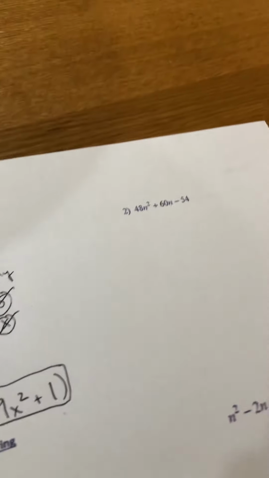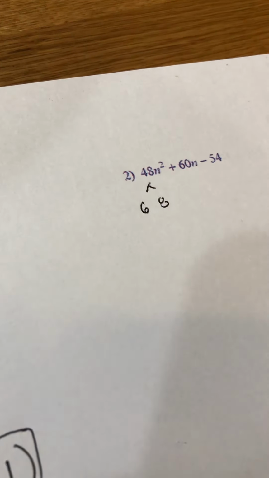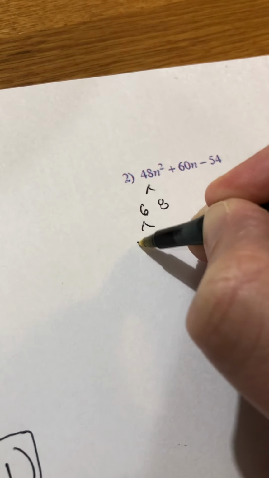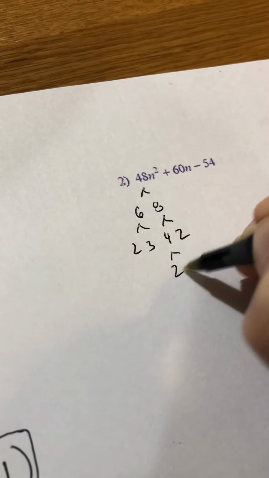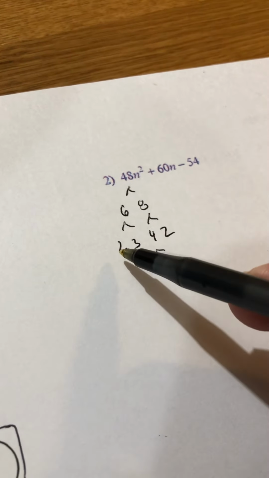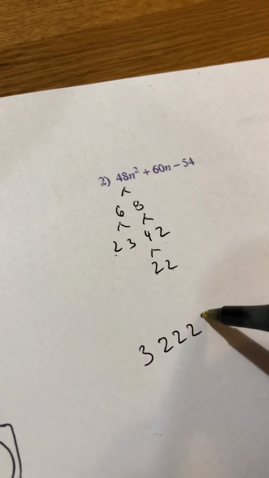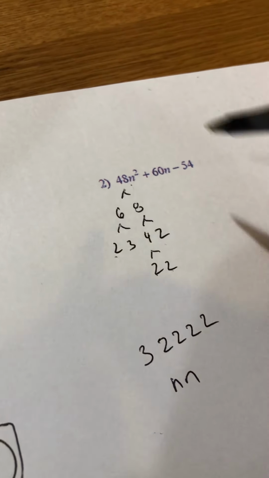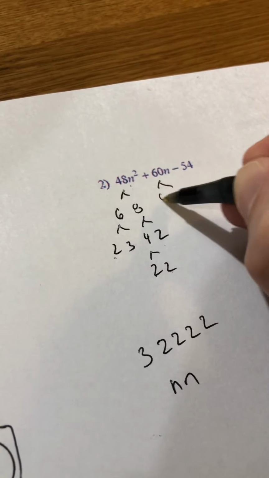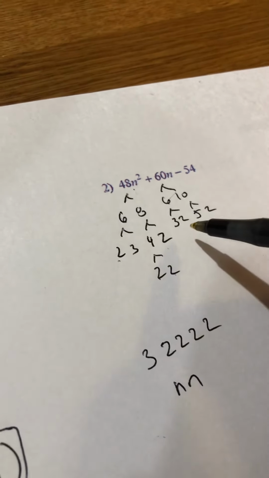So 48, we can break this down several different ways. I'm going to break it down as 6 times 8. 6 is 2 and 3, 8 is 4 and 2, and then 4 is 2 and 2. So I have three 2's and a 3. I look at the variable, I have 2 n's, so it's n squared. Let's break down 60: it's 6 and 10, 3 and 2, 5 and 2.